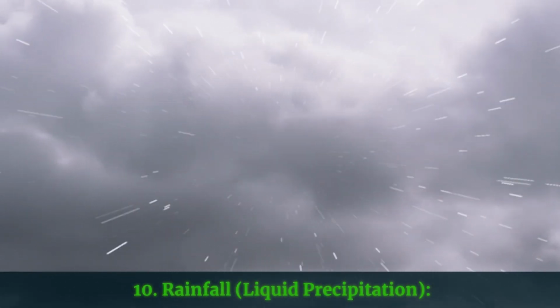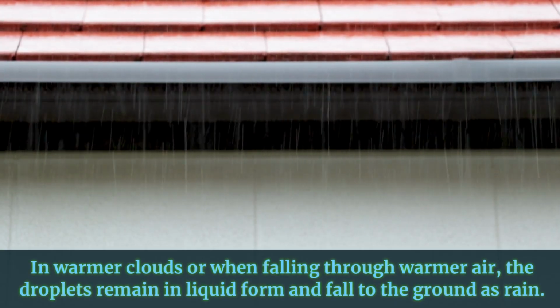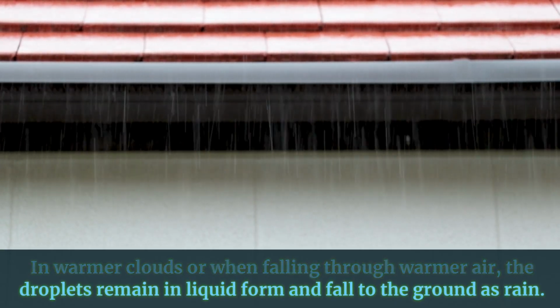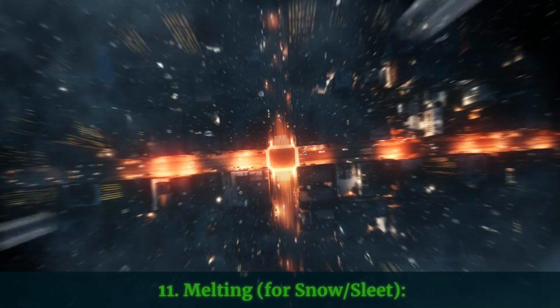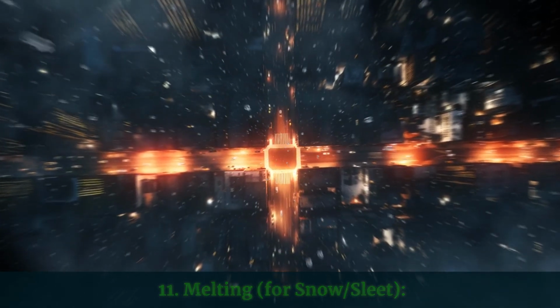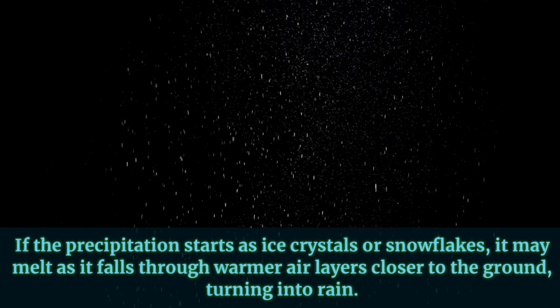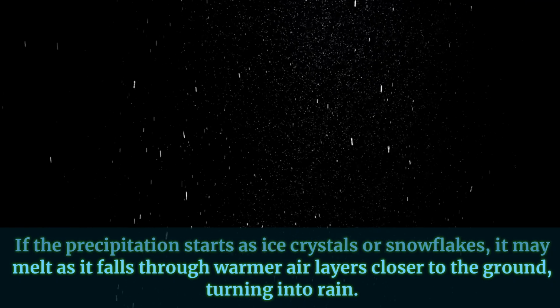10. Rainfall, liquid precipitation. In warmer clouds or when falling through warmer air, the droplets remain in liquid form and fall to the ground as rain. 11. Melting, for snow, sleet. If the precipitation starts as ice crystals or snowflakes, it may melt as it falls through warmer air layers closer to the ground, turning into rain.